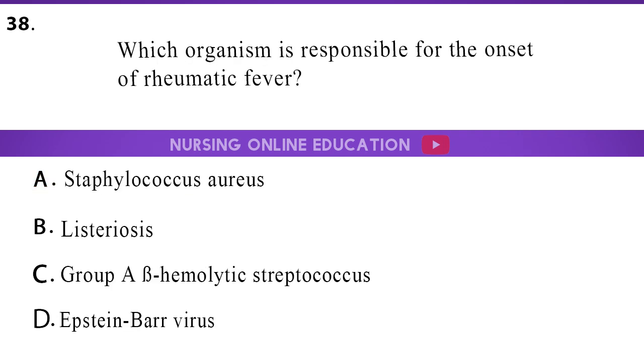38. Which organism is responsible for the onset of rheumatic fever? A. Staphylococcus aureus. B. Listeriosis. C. Group A beta hemolytic streptococcus. D. Epstein-Barr virus. The answer is option C, Group A beta hemolytic streptococcus.